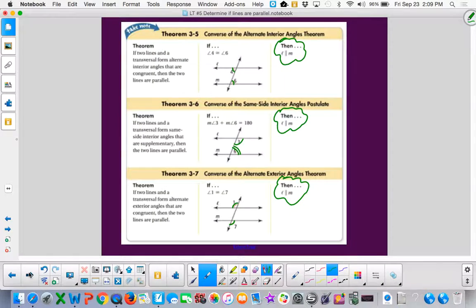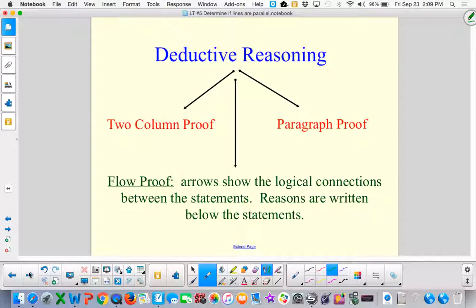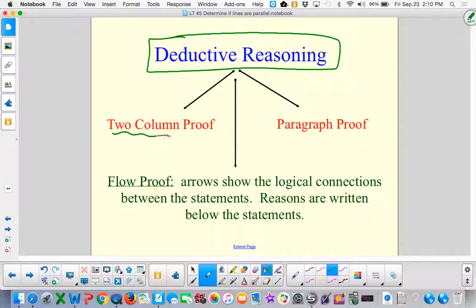All right. So we have deductive reasoning where we're given something and then from that we can deduce other things. Well, ways to prove using deductive reasoning include 2-column proofs. That's your statements and your reasons. We also talked about the paragraph proof, where you would need to write sentences, and in each sentence you would have your reasoning coupled with the statement.